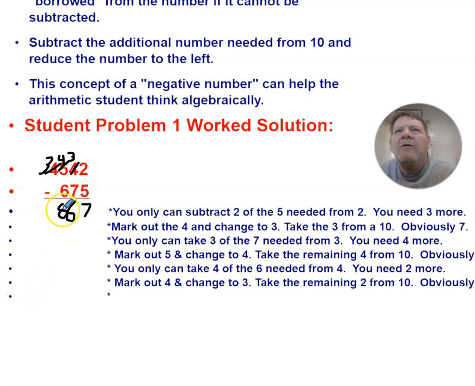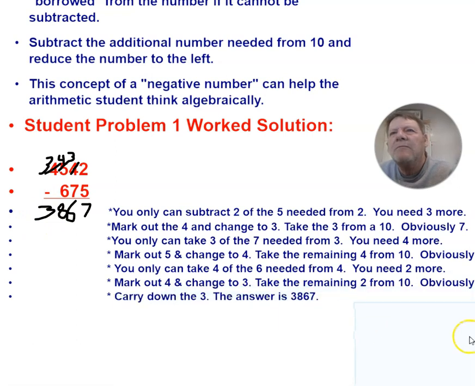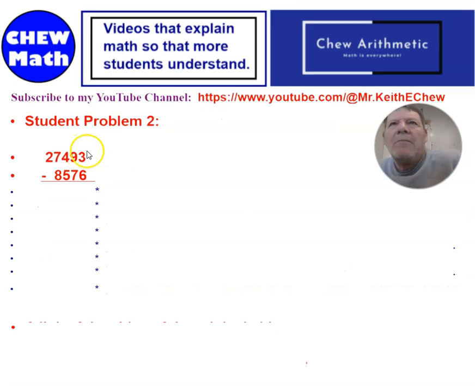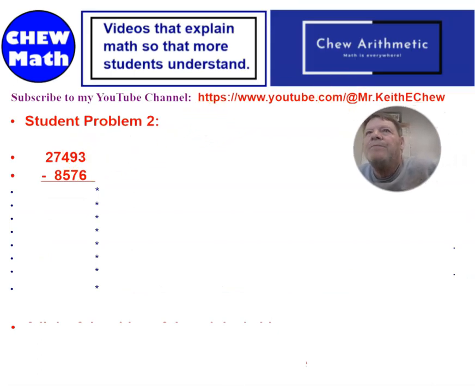Got the 8 here. And that 3 comes down. 3,867 is the answer. Now we'll go to problem 2. On problem 2, it just has more digits in it. It's a bigger subtraction problem.